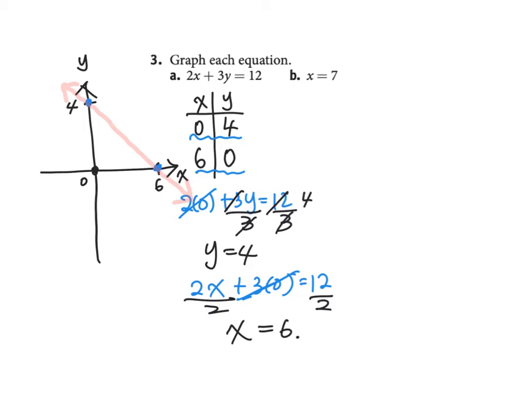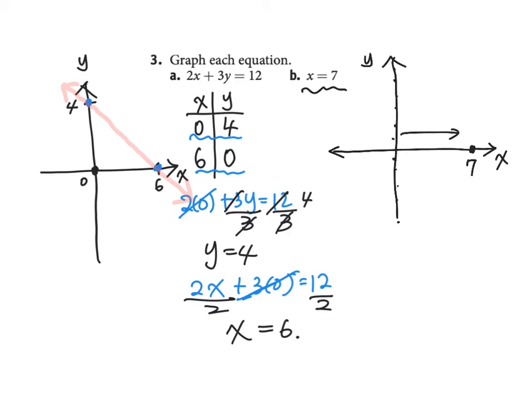All right, and next one, x equals 7. You might remember that when you only have an x value, this is the x-axis, that's the y-axis. So let's say this is 7. Remember, when x is 7, that means it doesn't matter what the y value is. X will always be 7. So that means at the end, you will just have a vertical line graph.